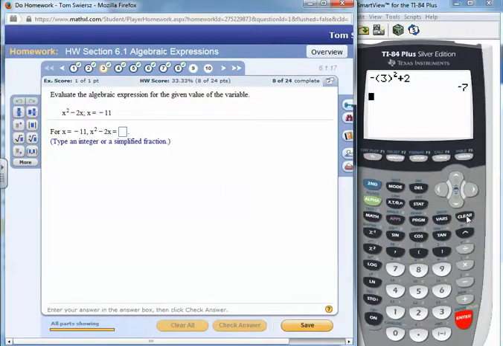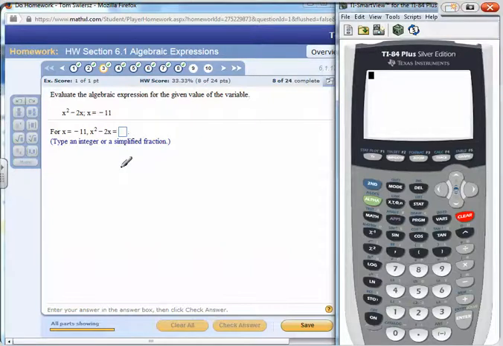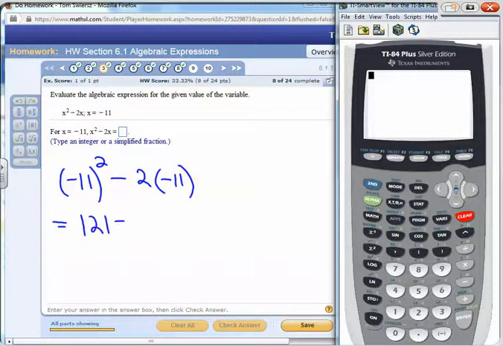All right, number 3, x squared minus 2x, x equals -11. Now this time the base is -11, so you need parentheses around -11 because that's your base, squared, minus 2 times x, which is -11. So now be careful. -11 squared, a negative times a negative is a positive, and that's 121.